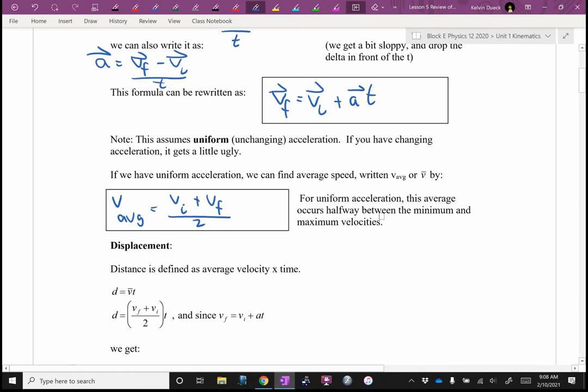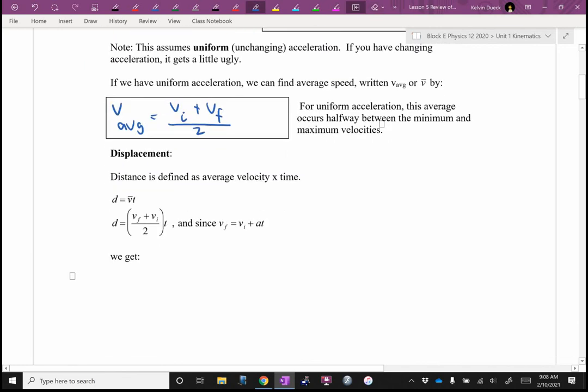Nice coincidence. Now, taking this VF equals VI plus AT and V average, we can start to define distance or displacement. Distance is defined, you know what? This is technically wrong. Displacement is defined as average velocity times time. Or as an equation, I wrote it here. I'll write it again big just so you can see it in the back. Displacement equals average velocity times time, or as I would probably write it, just so you can see that that's not a vector sign, there. And then I can put a vector on the top and say that still works because it's average velocity.